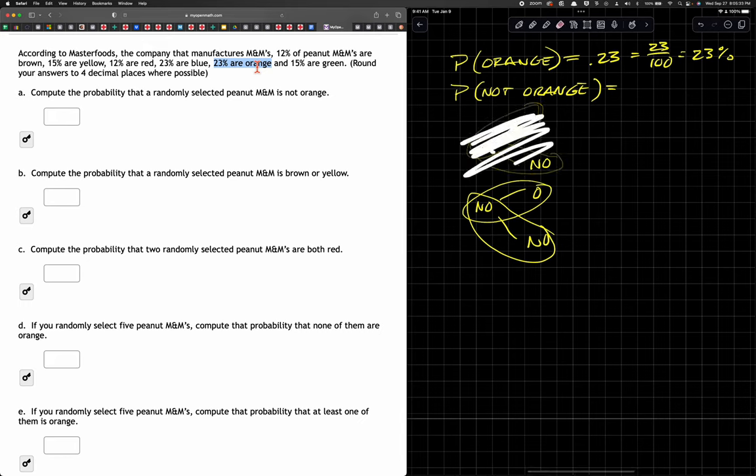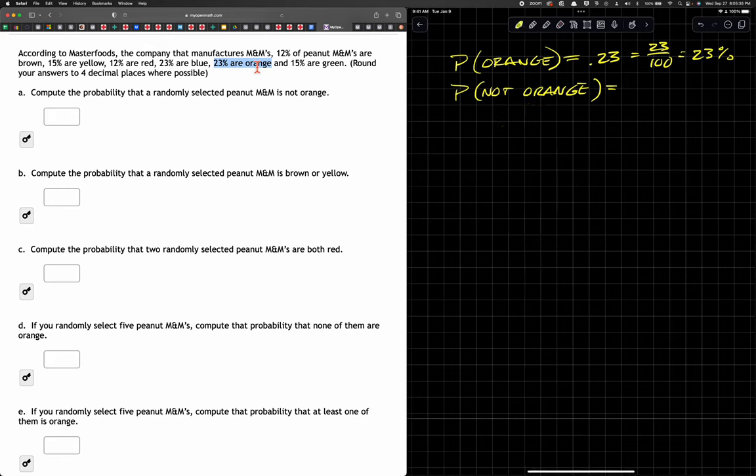I know this problem doesn't really point to that a whole lot, because we know that if the probability of orange is 23%, the probability of not orange is the complement of that. So 1 minus the probability of orange, which is 1 minus 0.23, which is 0.77. Now we did that in class. So that's part A.